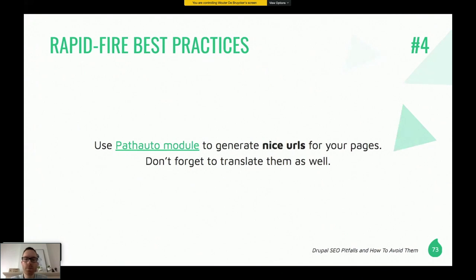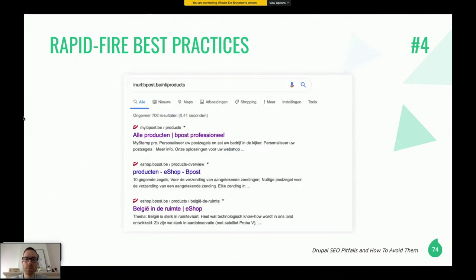And when that's the case, also maybe have a look at the URL structure, to not just use query parameters, but really use decent URLs. The next rapid fire part is the auto module, everyone should know it, everyone should be using it. So I'm not going to cover it in detail, but just don't forget to translate them as well. This is, for example, a Dutch website, and the URL is /products. Well, in Dutch, I don't know how many people here know Dutch, but it isn't products, but producten.